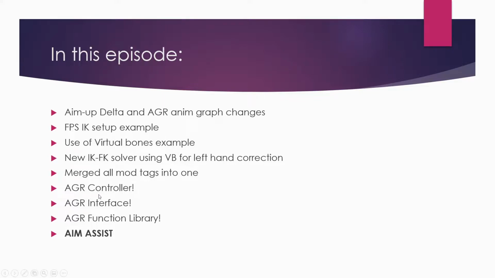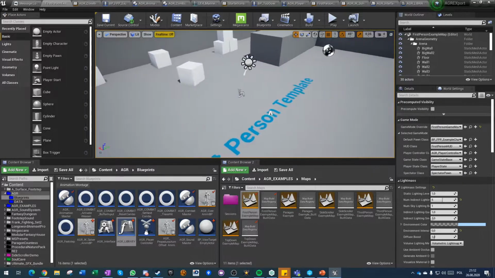I've added an AGR controller, which is a universal controller that is using our new AGR interface calls, and we have an AGR interface that is for controller, character, and all basic systems. We also have AGR Function Library, which now has only one function, but extremely useful. And to the combat component, I've added aim assist and targeting system that I will be presenting in this video. So let's jump in.